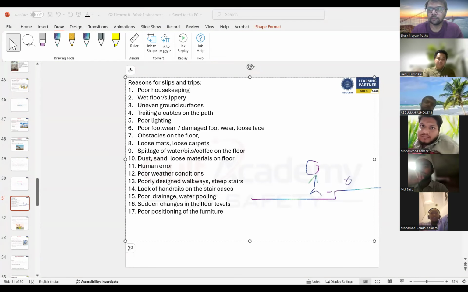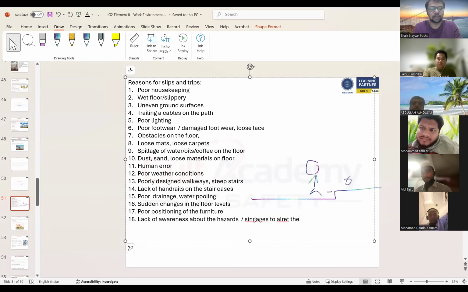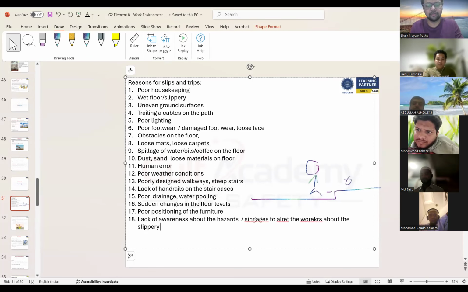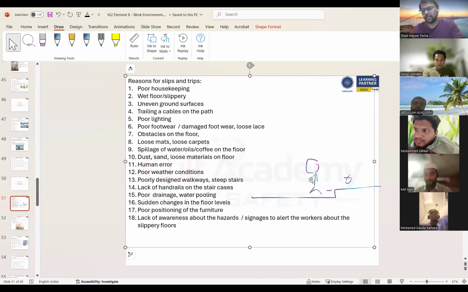Lack of sleeping, lack of awareness about hazards, which we already studied in manual handling. Lack of awareness about the hazards or because of no proper signages to alert the workers about the slippery floors. So all these are the reasons why there could be slip and trip hazards.